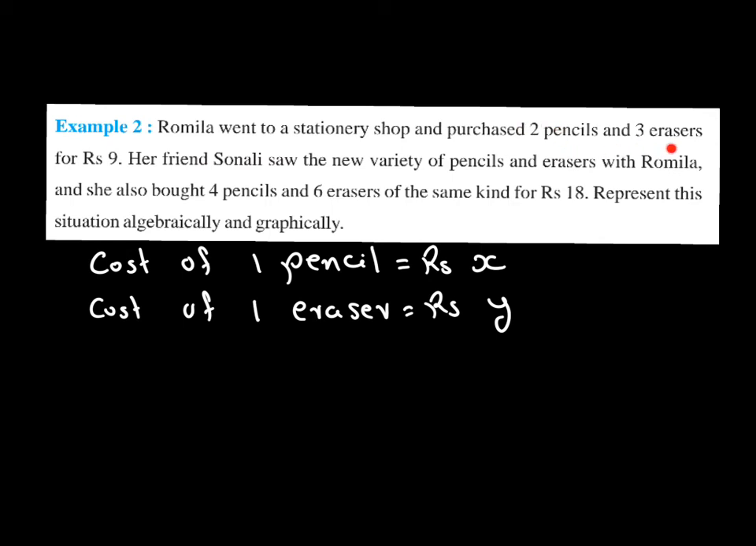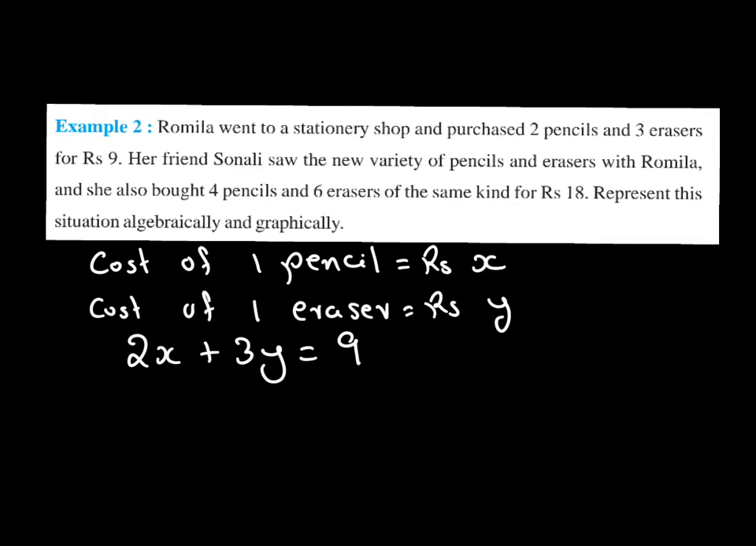Then 2 pencils and 3 erasers cost 9 rupees. This is the first case of the problem. So we can write it as 2x plus 3y equal to 9.